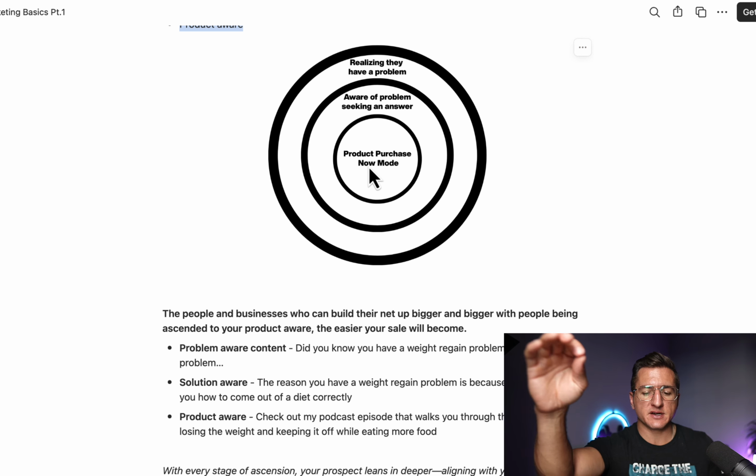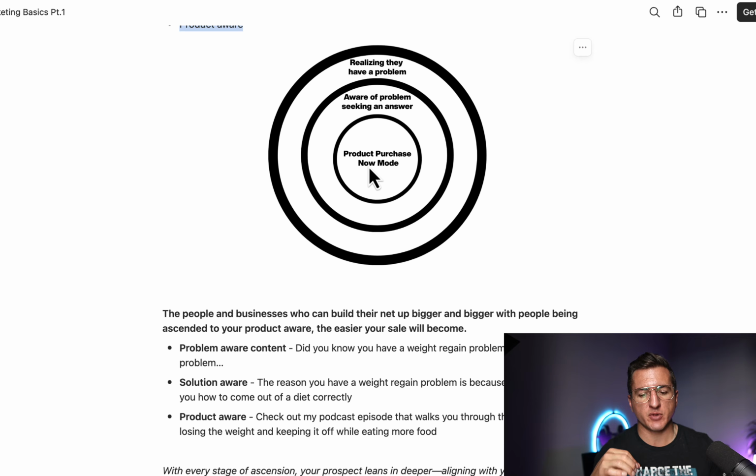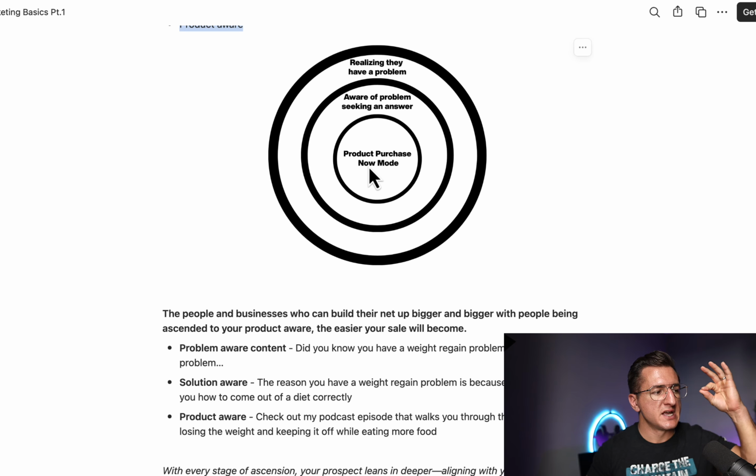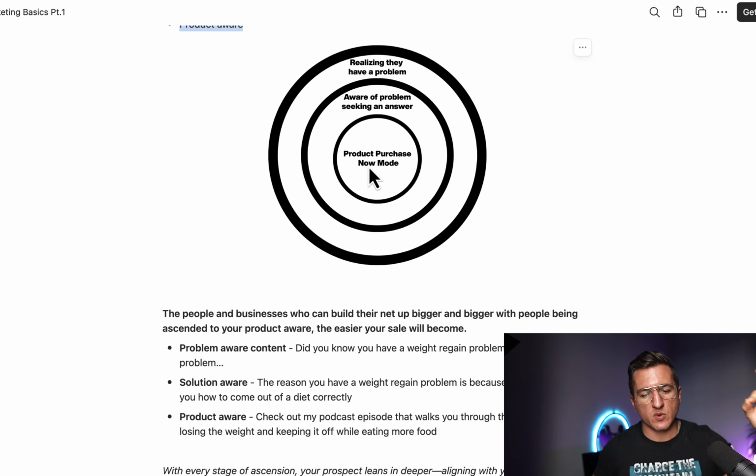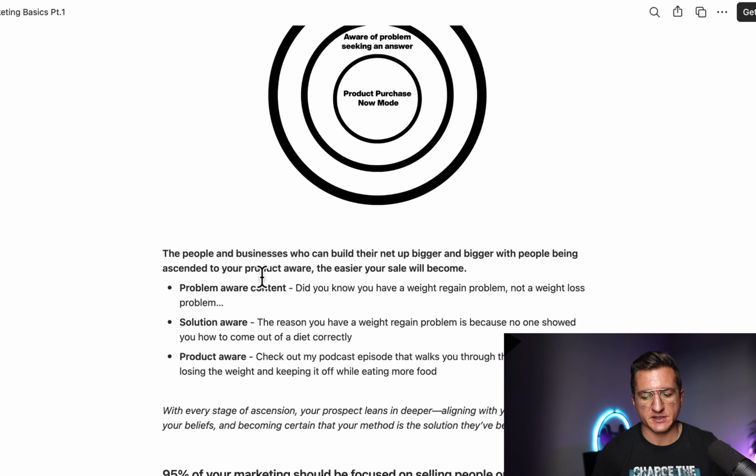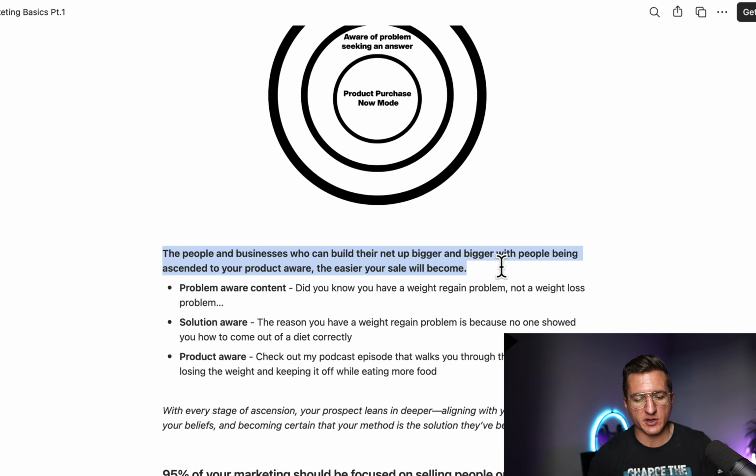So I can either ascend them earlier to product purchase now mode, or I can have them so convinced that we are the only solution for them, that our method is what they need to do when they eventually reach the conclusion on their own that they are going to purchase a similar product, right? So let's use ours for example. So again, statement here, the people and businesses who can build up their net bigger and bigger with people being ascended to becoming product aware, the easier sale will become, right?